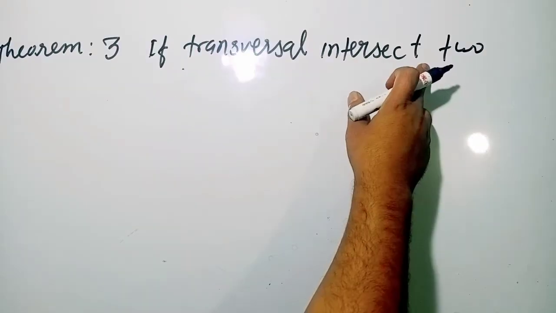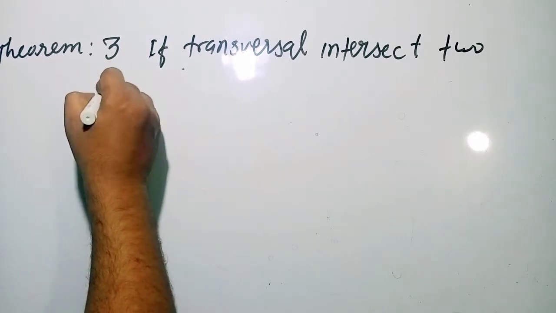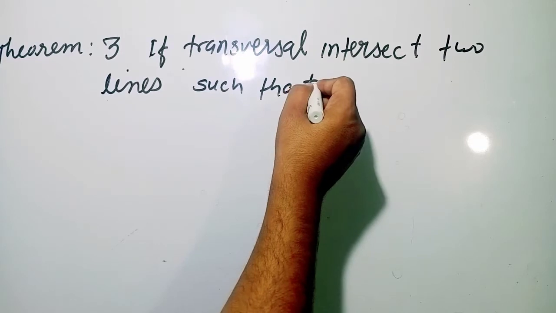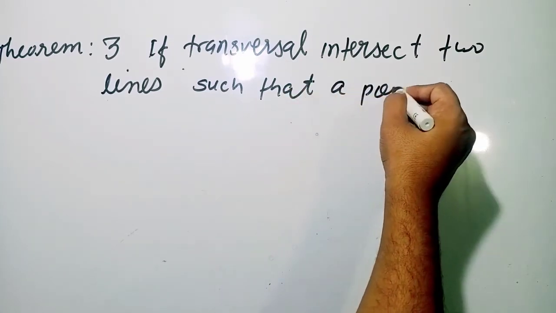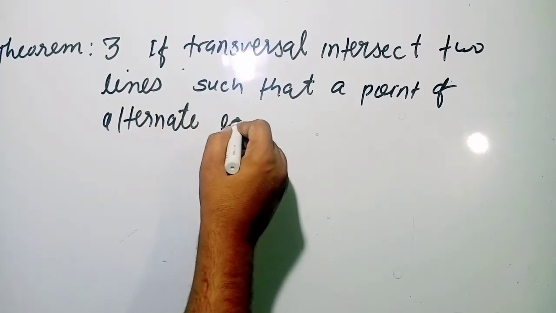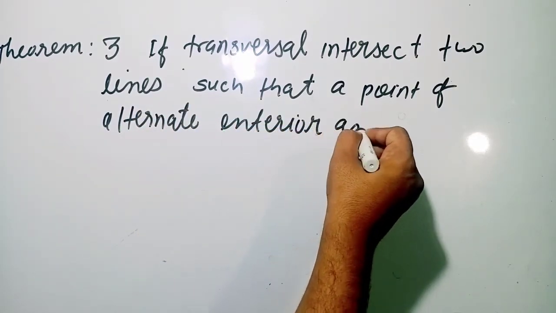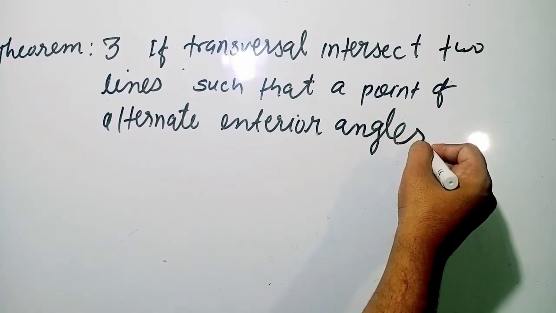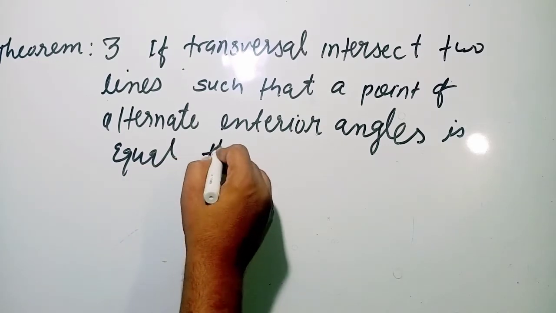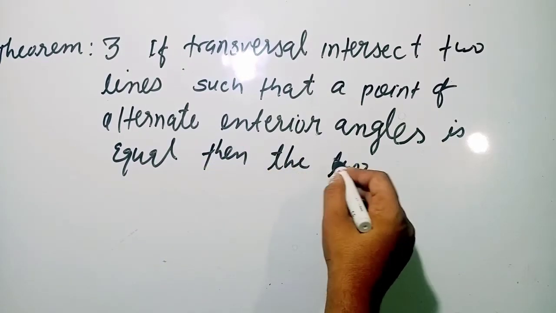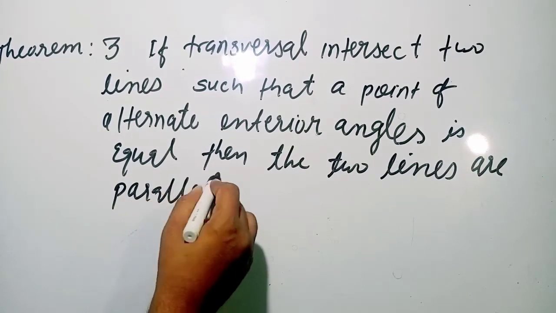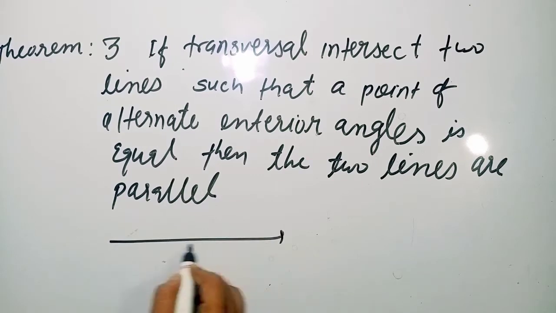Now moving to theorem number 3. This is the converse of theorem 2. If a transversal intersects two lines such that a pair of alternate interior angles is equal, then those lines are parallel. Then those lines are parallel, right students? This theorem is the converse of theorem number 2.